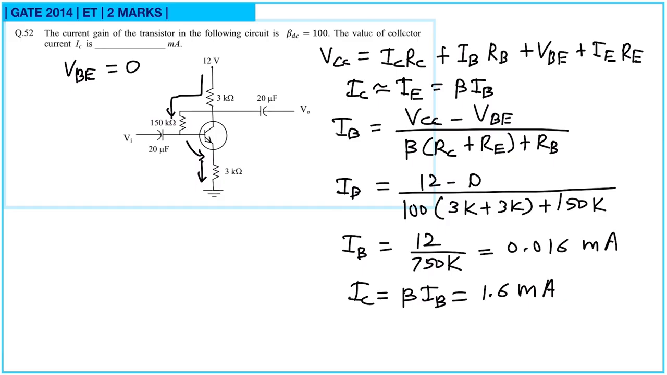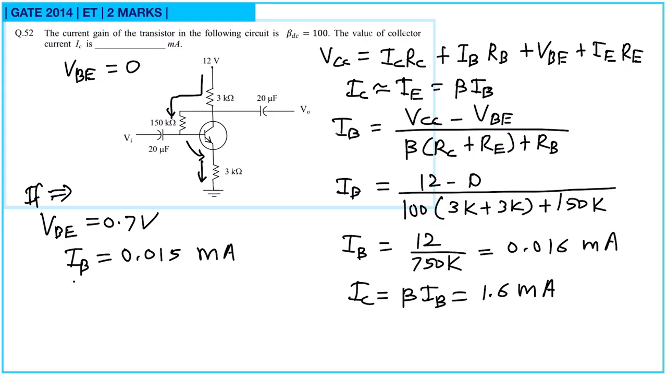And here if we take VBE to be equal to 0.7 volt, then by doing the same calculation, we will get IB is equal to 0.015 milliampere, and then IC will be 1.5 milliampere. The answer range for this question was 1.4 to 1.7 in the official answer key. So you can either consider VBE to be 0.7 or 0. You will get the correct answer then.